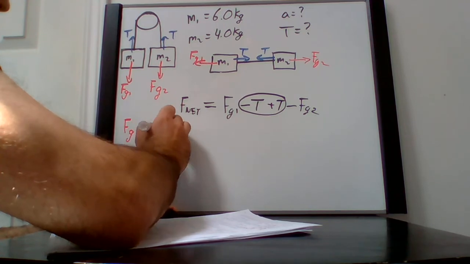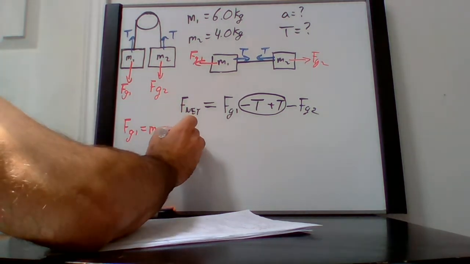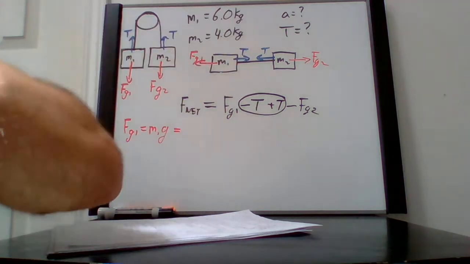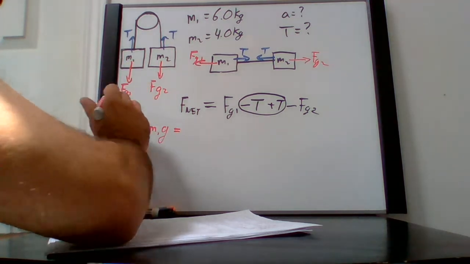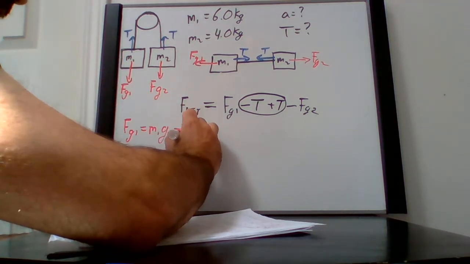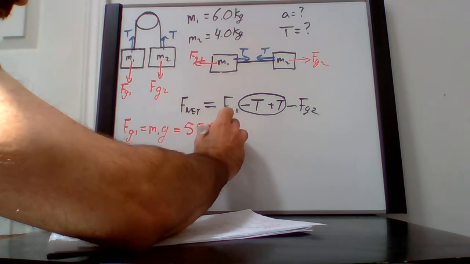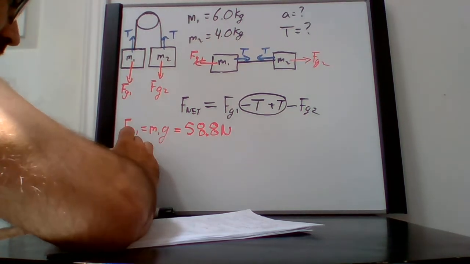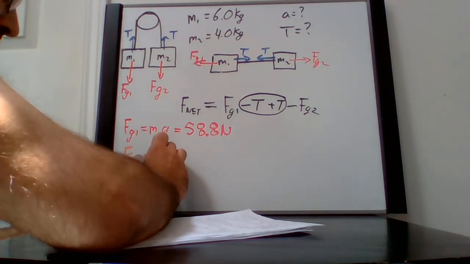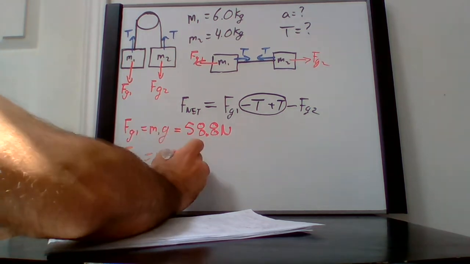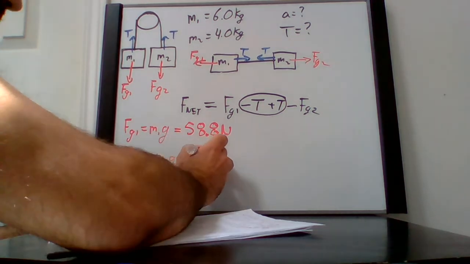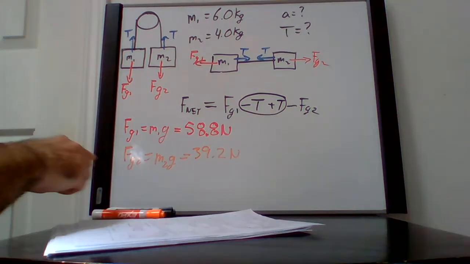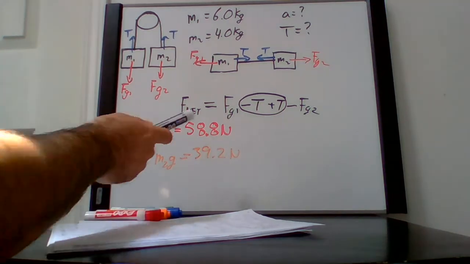Well, Fg1 equals M1g. So we end up with 6 kilograms times gravity, and I get 58.8 newtons. Switching colors here for Fg2, this is M2g, which is going to equal 39.2 newtons.